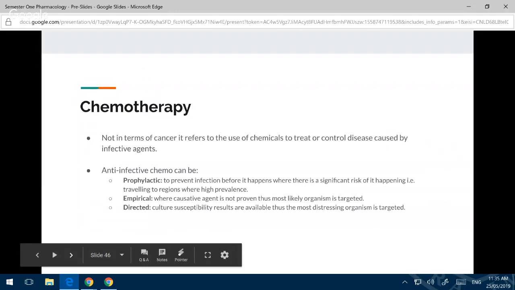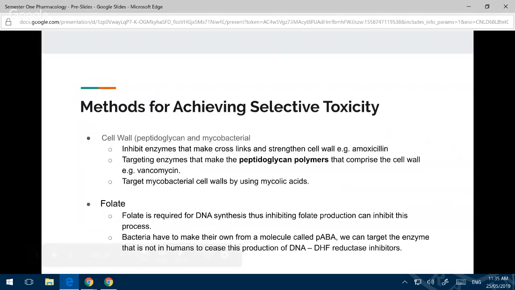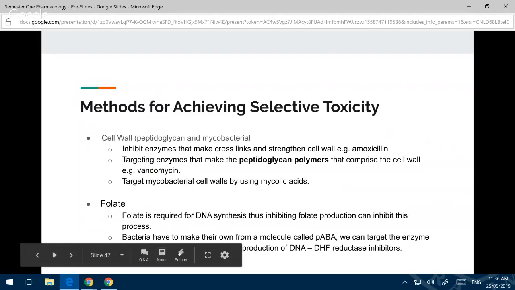To achieve selective toxicity, there are a bunch of mechanisms that we can target. Firstly, a common one is the cell wall. We can inhibit the enzymes that make the crosslinks that compose the cell wall, and also target the enzymes that make the peptidoglycan polymers, such as vancomycin. And of course, we can target the mycobacterial cell walls themselves by using mycolic acids.